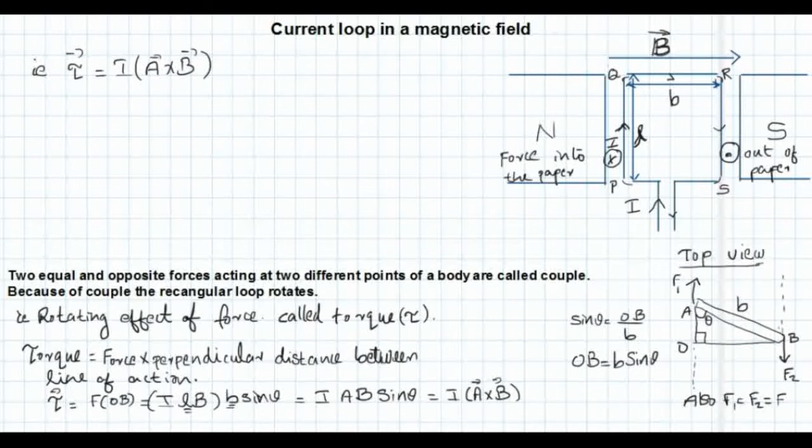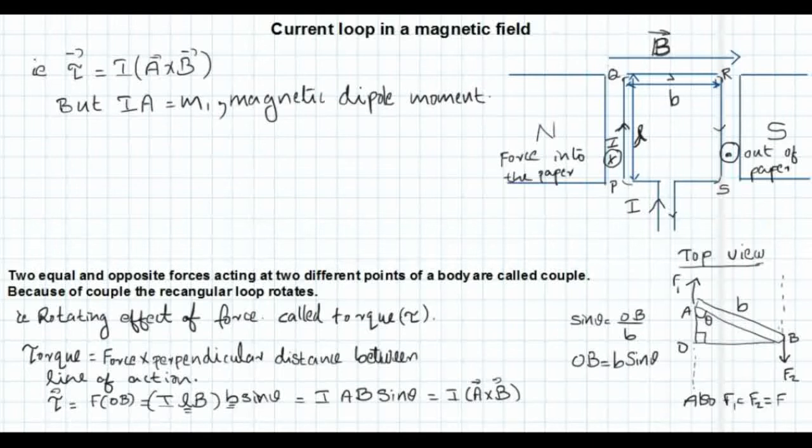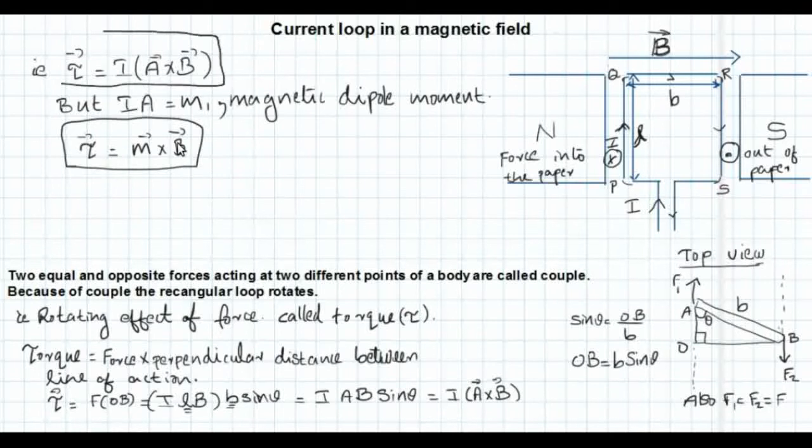Now this product I into A has another name, which is called magnetic dipole moment. I into A represents magnetic dipole moment. The symbol is small m. Therefore this equation can be rewritten as torque tau is equal to m cross B. So m cross B represents the torque tau. So now we have two sets of equations: torque tau is equal to m cross B, and torque tau is equal to I into A cross B.